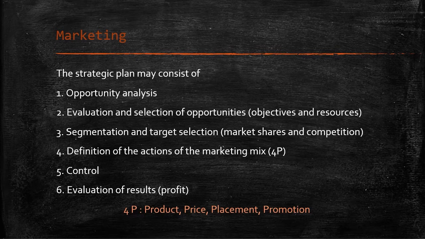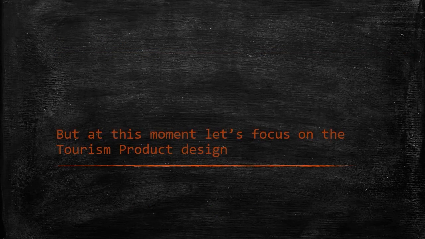Profit. The marketing strategy is a complex series of coordinated actions that a company plans to achieve its marketing objectives. If the strategies concern the 4P controllable variables, that is to say product, price, placement, promotion, we can define it as marketing mix. But at this moment let's focus on the tourism product design.